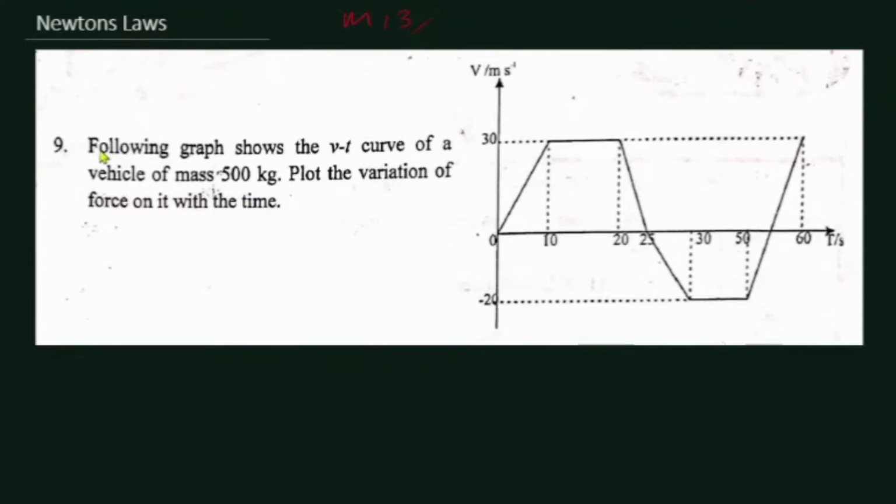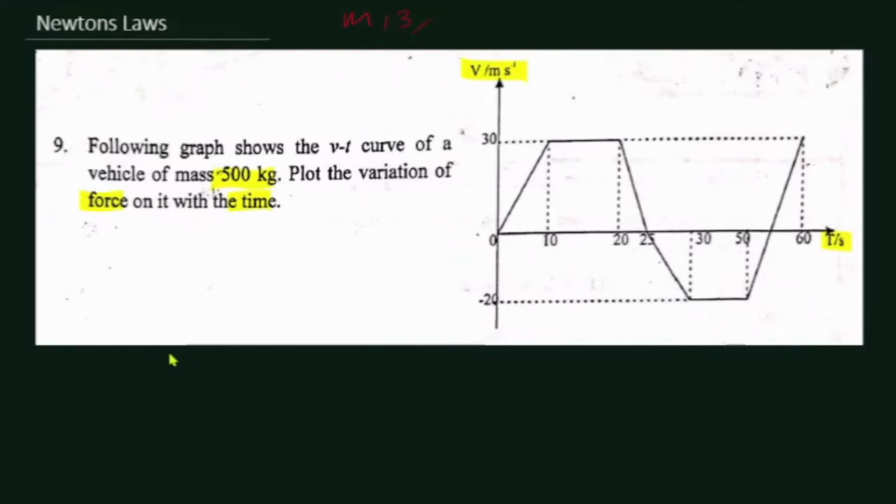It says the following graph shows the VT curve of a vehicle of mass 500 kilograms. Plot the variation of force with time. We need to draw a curve of force against time. What they have given is velocity against time. So how do we convert a velocity time graph into a force time graph? What procedure will we have to follow?